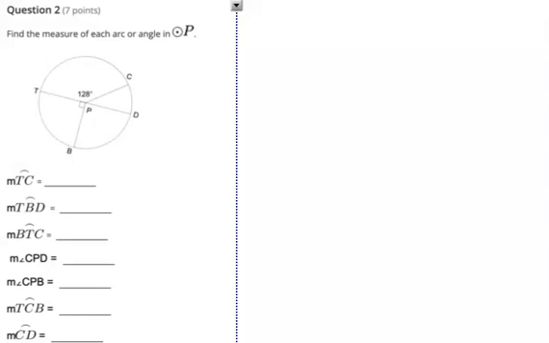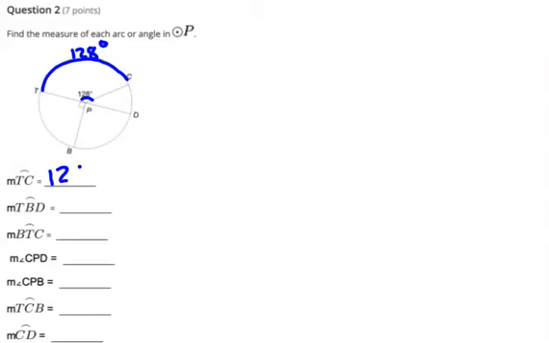Okay, similar question for finding the angle measures here. The measure of arc TC, that would be this arc. If I know that there's 128 degrees in the center, I know that there's 128 degrees on the outside. So that's what this one is. TBD, that's this distance here, that's half the circle. It's cut off by a diameter. So that red solid arc is half the circle, which means it's 180.